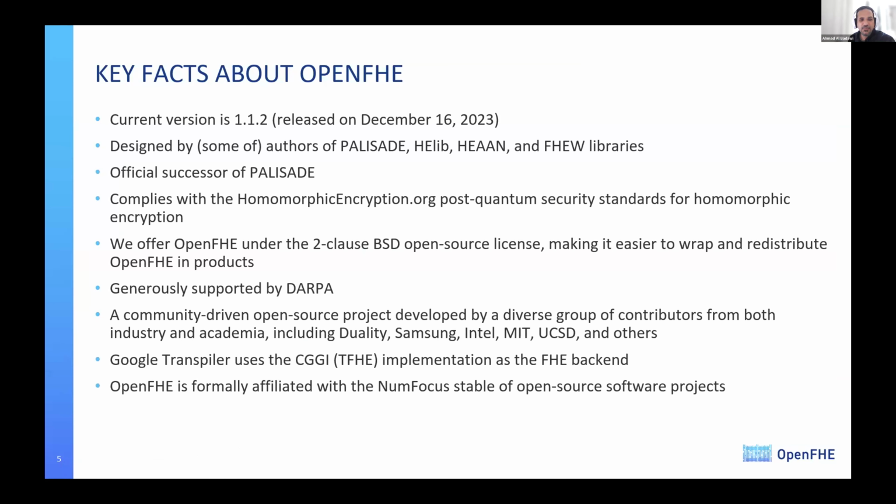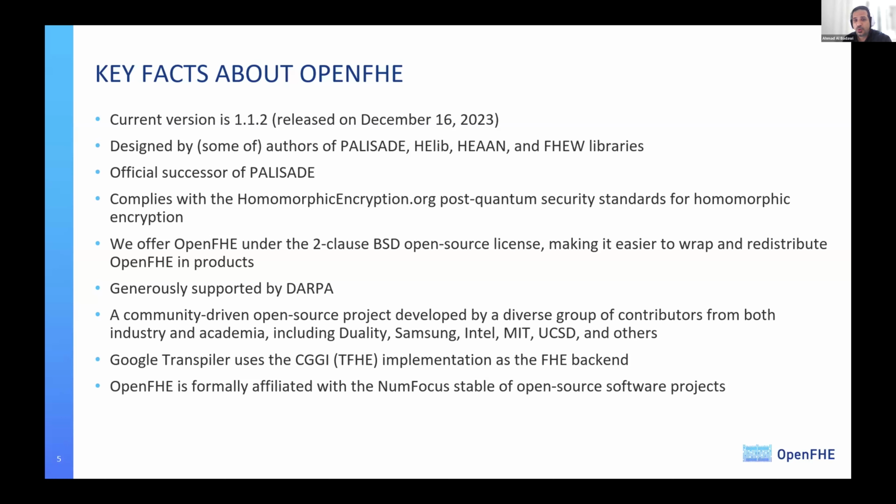So I'll present here some key facts about OpenFHE. The current version is 1.1.2, released in December last year, and designed by, as I mentioned, authors of Palisade, HElib, HEAAN, and a few libraries. It's the successor of Palisade. It complies, and this is important, with the homomorphic encryption standard. It's not an official standard, but it's the one that is widely adopted by the research community.